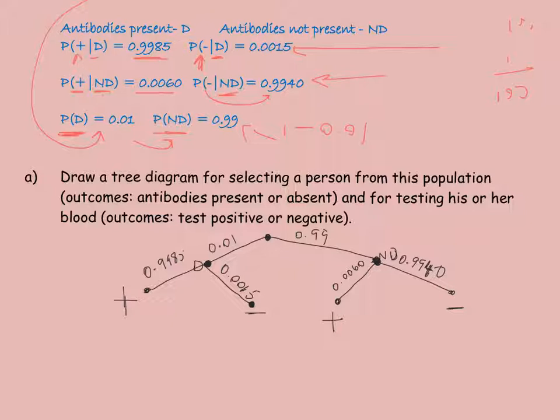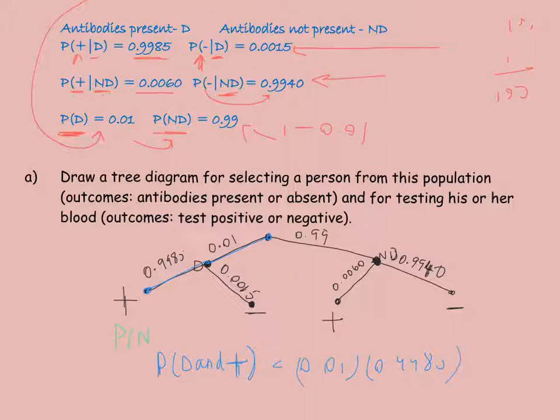If I want to know the probability that someone has the disease and tests positive, the word "and" is different from "given that." So we start here. First, the probability that they have the disease, 0.01, and knowing that they have the disease, what is the probability that they'll test positive? So we multiply that with 0.9985.